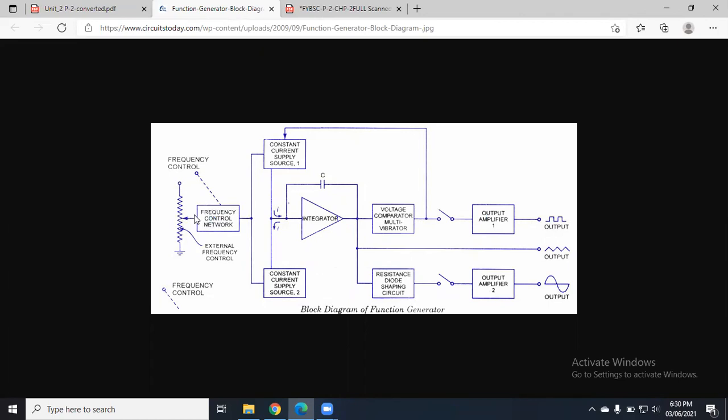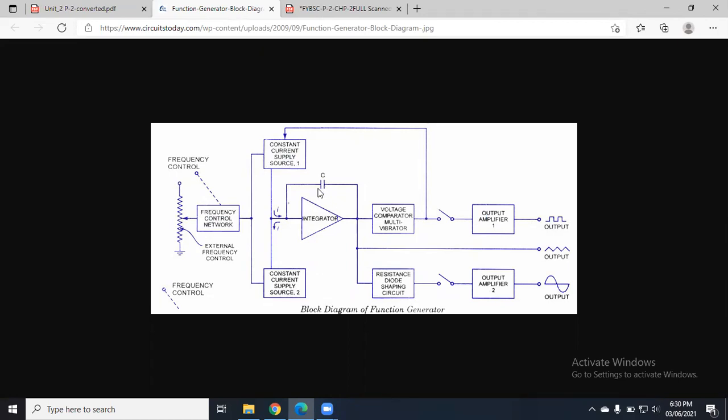Correct. Now the output of this frequency control network is given to constant current source supply 1 and constant current source supply 2. Now, as we can see, this is nothing but your integrator circuit. Why do we call this circuit an integrator? Because in feedback we have a capacitor.